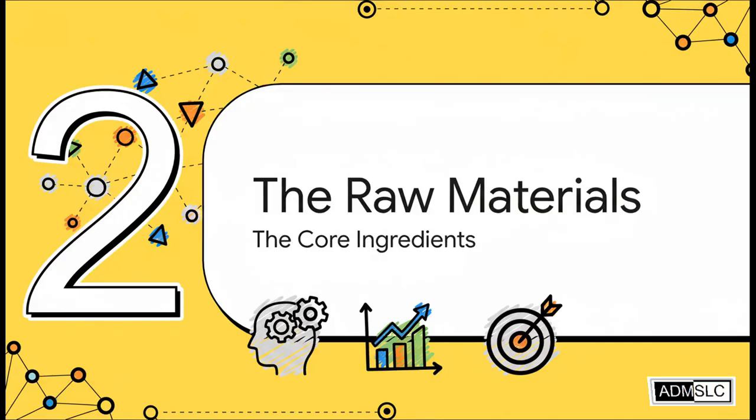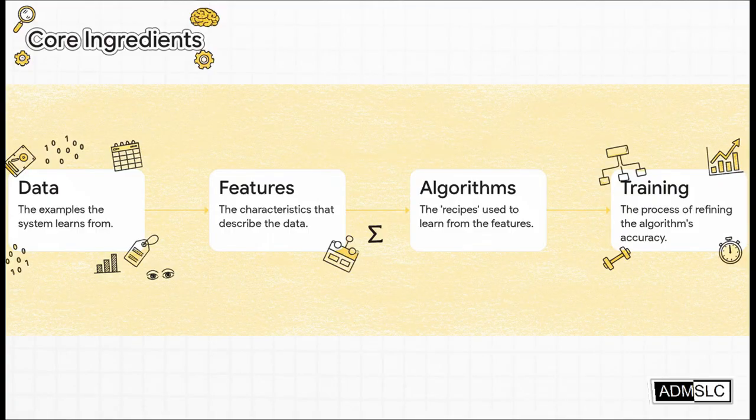Okay, so now let's unpack the raw materials in our builder's kit. What are the absolute essential components that you need to get any machine learning system up and running? Every single ML system, no matter how complicated, is built on these four pillars. It all starts with data. That's the fuel for the whole process.